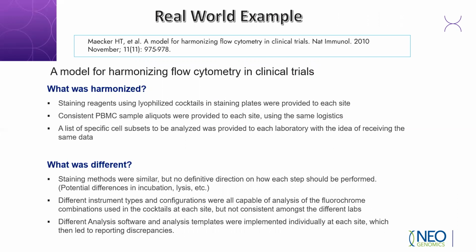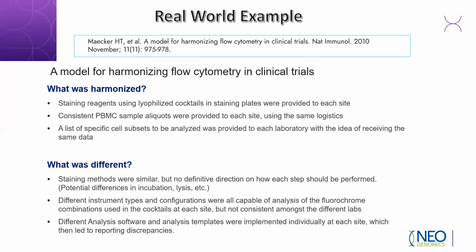Now, here's a real-world example. This publication was part of a series of papers with the same goal: to harmonize flow cytometry in clinical trials. There were multiple aspects that were harmonized across laboratories, including providing predetermined lyophilized antibody cocktails to each of the participating labs, as well as providing each lab with aliquots of cryopreserved PBMCs from the same patients using the same logistics. A list of specific parameters and cell subsets was provided to the labs to ensure that all groups would be evaluating the same combinations of markers and cell subsets. There were, however, several other items that were left to chance with the assumption that they would have a lesser impact on the results.